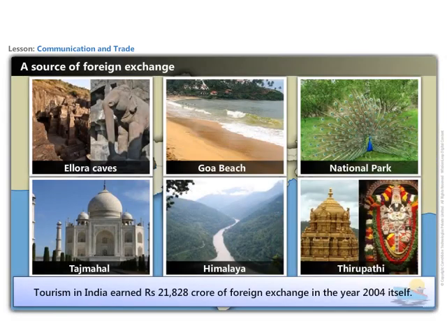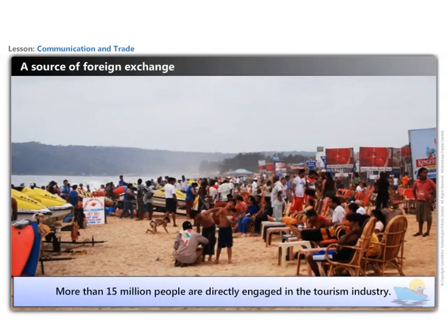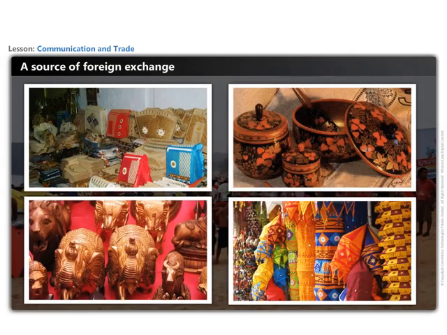Tourism in India earned Rs 21,828 crore of foreign exchange in the year 2004 itself. More than 15 million people are directly engaged in the tourism industry. Tourism also promotes national integration, provides support to local handicrafts and cultural pursuits. It also helps in the development of international understanding about our culture and heritage.